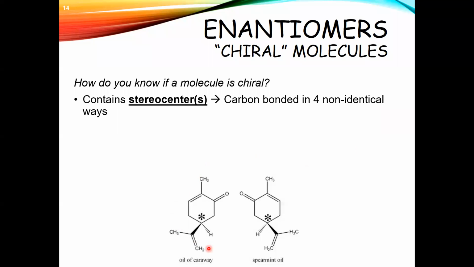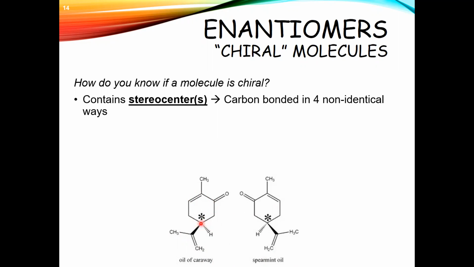So for example, these two molecules down here are enantiomers of each other. And they have one chiral carbon. It's denoted with this asterisk. So let's look at this carbon. So this carbon right here is bound once to a hydrogen. The second bond is to this complicated hydrocarbon up here, right? The third bond takes us around this ring, and the fourth bond takes us around the ring in the other way.